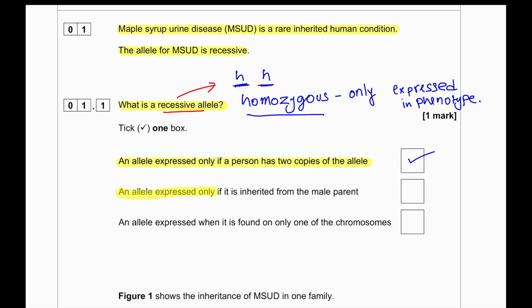An allele expressed only if inherited from the male parent. So this one is wrong because in this case the allele would need to be dominant. An allele expressed when it is found on only one of the chromosomes. This is wrong because in both cases, if it is a dominant character, then it is acceptable.